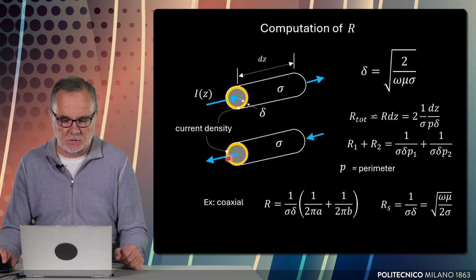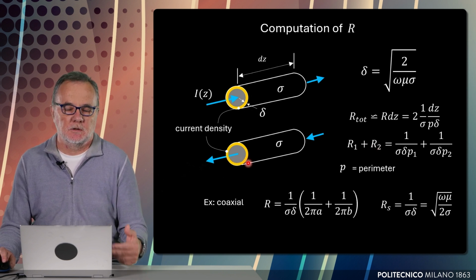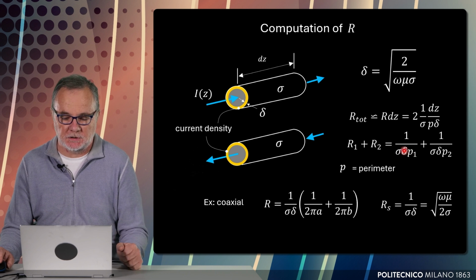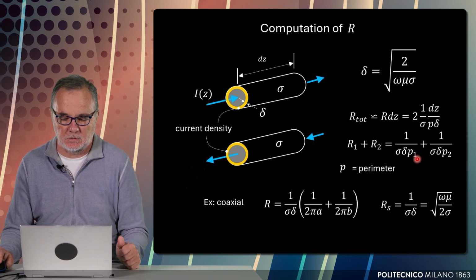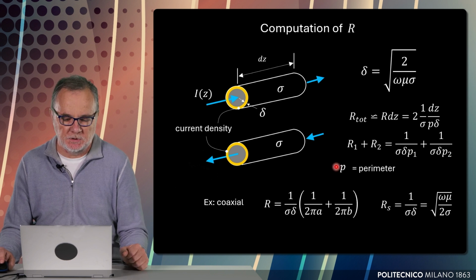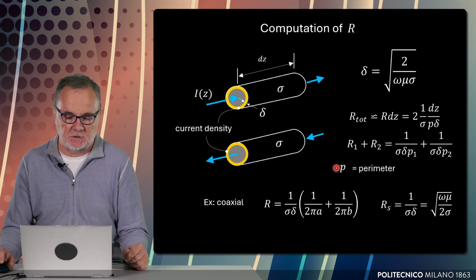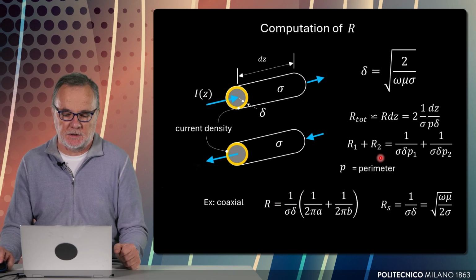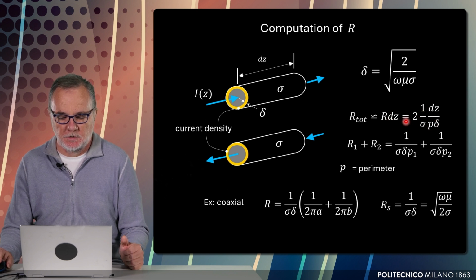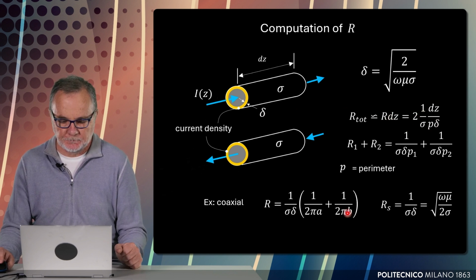In the general case, the two conductors can be of different diameter and therefore different perimeters, so that the total resistance is the sum of two terms. Each term is contributed by a single conductor, by the perimeter of a single conductor, as shown by this equation. For instance, for the coaxial cable, in which there are two conductors of different diameters, one of radius a, so diameter 2a, and the external one of diameter 2b, we can write the resistance per unit length by this term. Of course, resistance per unit length is obtained by dividing this expression for the total resistance by dz.